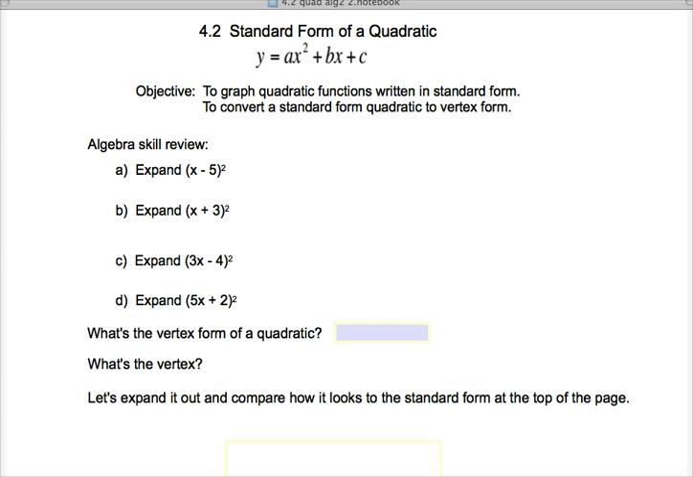Before we do that, I've got some practice problems here of things that you want to know how to do mentally and not have to write out. So here I've got some algebra skill review of expanding what's called a binomial squared. It's a binomial because there's two terms here, x and 5, and we're going to square. If you want to square a binomial, here's what the pattern looks like.